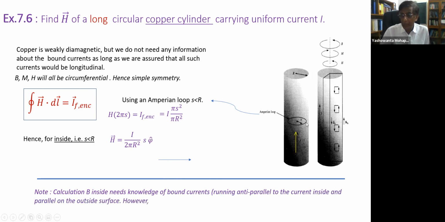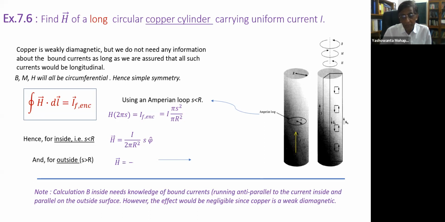Will be running anti-parallel to the current inside and parallel to the current on the surface. Okay. However, that effect would be negligible since copper is a weak diamagnetic material. All right. What about outside? Okay. For outside, it's pretty easy to do that. Then H is simply I over 2 pi s, in the phi direction, for any Amperian loop, and hence I can calculate B.